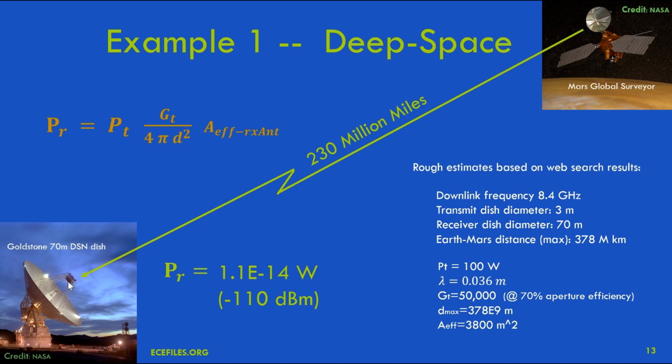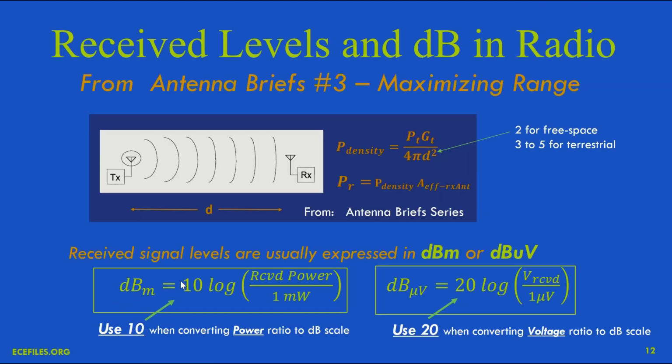Really, really weak. And for similar reasons to audio, we often put this on a dB scale, and it's on a scale called dBm, dB relative to a milliwatt. So here is that formula. The power received in dBm by a radio is 10, because it's power, 10 log of received power divided by 1 milliwatt. Received power relative to a milliwatt.